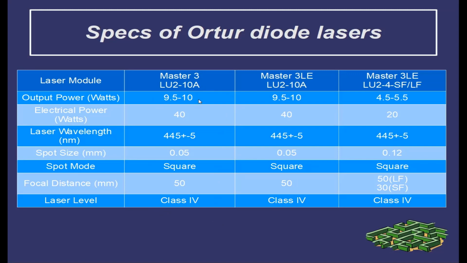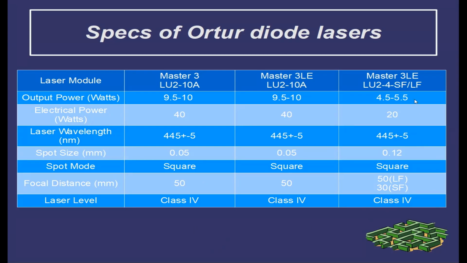But you can see that you get 9.5 to 10 output watts, which gives an electric power watt output of 40 watts. And that's a 10 amp laser. The wavelength is 445 plus or minus 5 nanometers. The spot is 0.05 of a millimeter. It's square, believe it or not, and it comes out, not round. And the focal distance is 50 millimeters. And they're all class 4 laser.